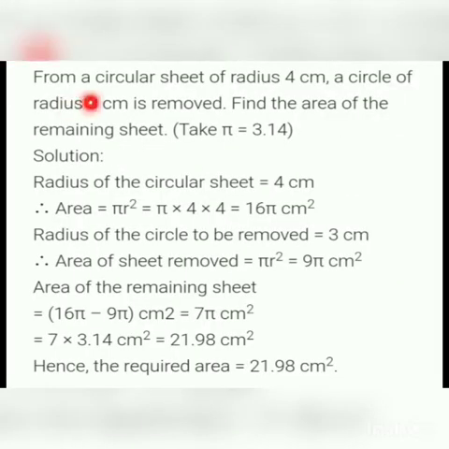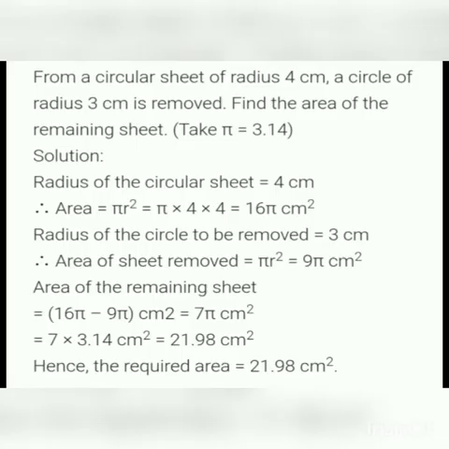From a circular sheet of radius 4 cm, a circle of radius 3 cm is removed. Find the area of the remaining sheet. That means from a big circle of radius 4 cm, a small circle of radius 3 cm is removed, that means cut. What is the remaining portion? Like this: this big circle is 4 cm radius and we have cut this portion. This white portion we have removed. Now we have to find the area of this shaded region.